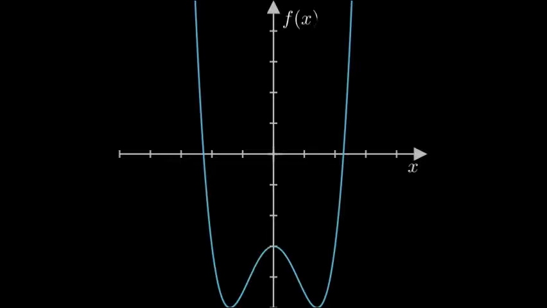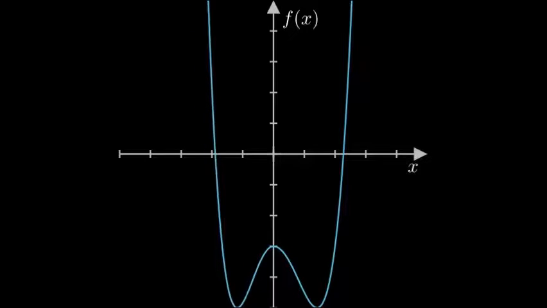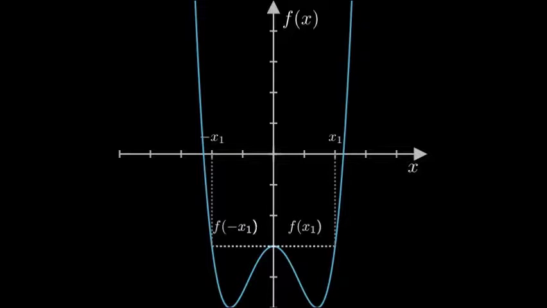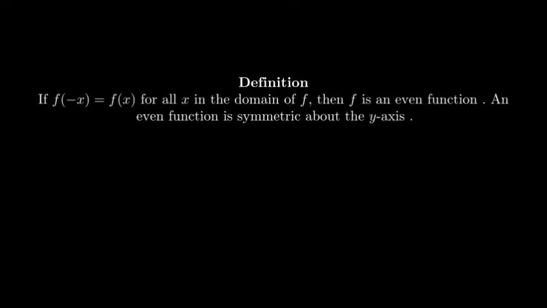Another useful property which a function may have is symmetry. There are two important cases of symmetry which we discuss here. Suppose a function has the following property: values of the function corresponding to opposite values of arguments are equal. In this case, we say that the considered function is even. An even function is symmetric about the y-axis.